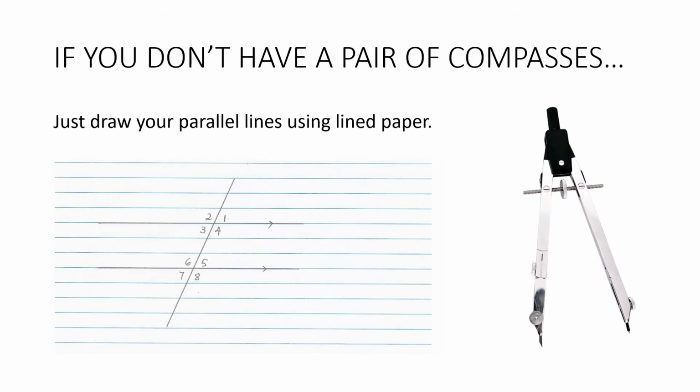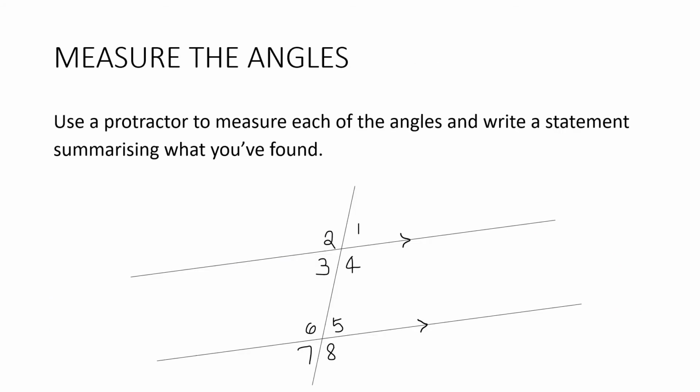Now I should mention, if you don't have a pair of compasses, just use lined paper to draw your parallel lines. You can still draw your transversal line and number the angles. Now we're going to use a protractor to measure each of the angles, and then we're going to write a statement summarizing what we've found.